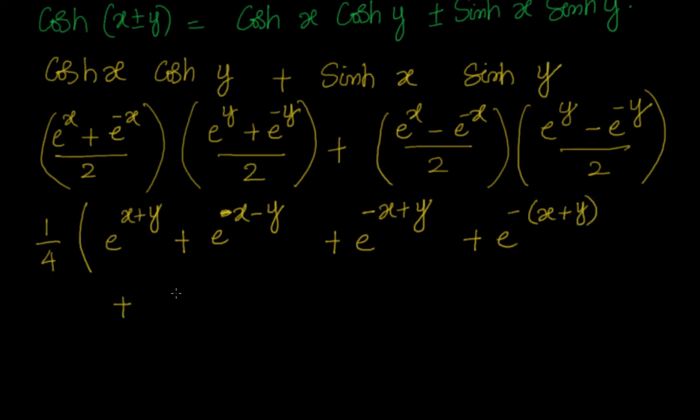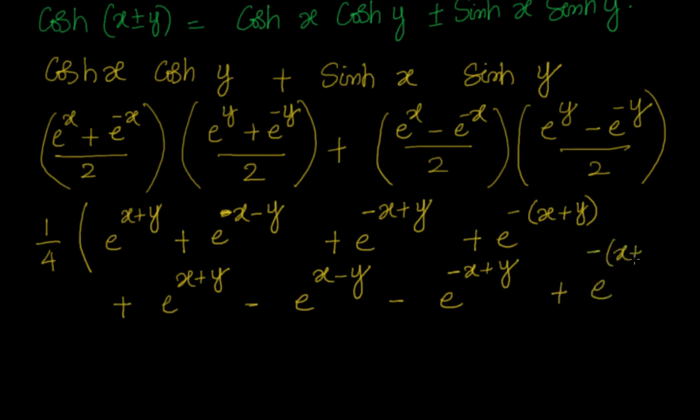Again we have e power x into e power y, that is e power x plus y. Then e power x into e power minus y, and the sign is minus, so that is minus of e power x minus y. Then we'll go to the second term in this, e power minus x into e power plus y, that is e power minus x plus y, so it becomes minus of e power minus x plus y. Then we have minus into minus plus, and we have e power minus of x plus y. This is simple, right?